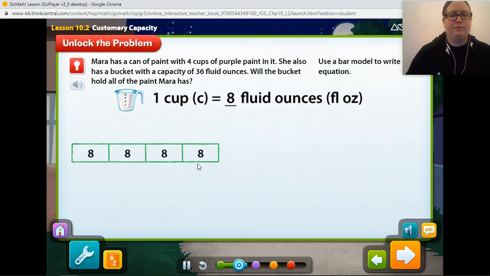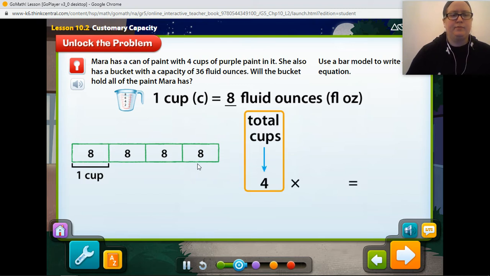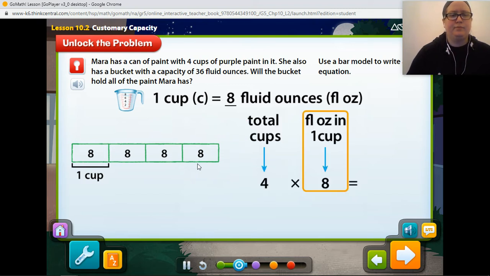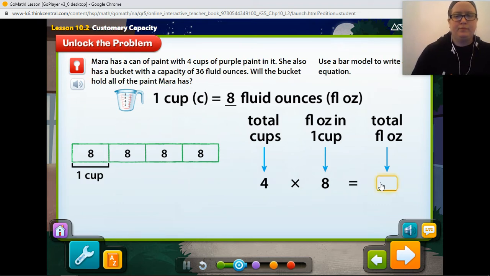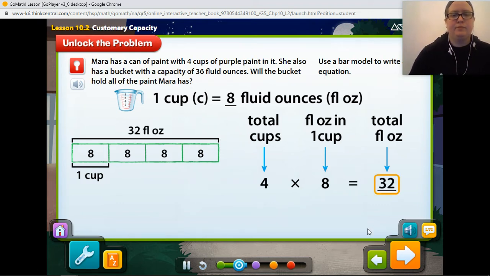Let's use a bar model to help form an equation to convert the units. Each block represents 1 cup, or 8 fluid ounces. Since there are 4 total cups, and there are 8 fluid ounces in 1 cup, how many total fluid ounces of paint does Mara have? So Mara has 32 total fluid ounces of paint.